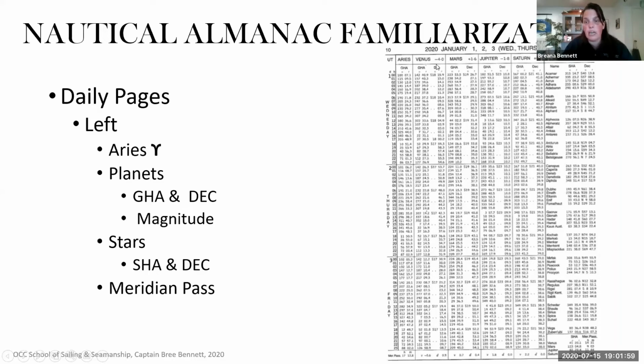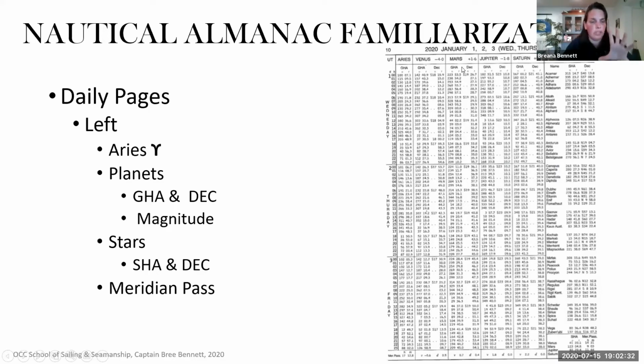Up here at the top, does anyone know what these little numbers next to the planets are? Magnitude. So the smaller the number, the brighter the object. In this case, Venus is the brightest, and then Jupiter, and then Saturn, and then Mars.